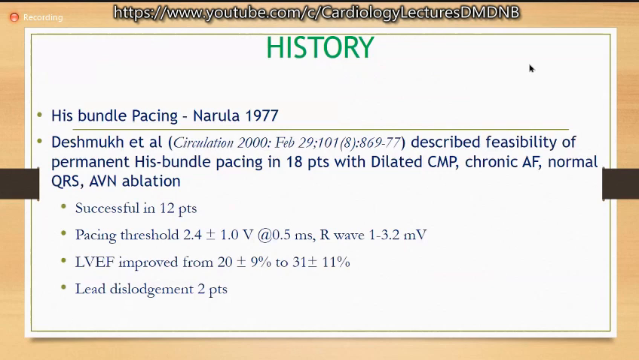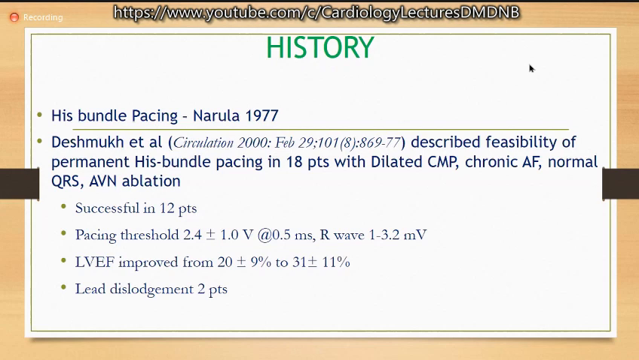In fact, the first His bundle pacing was done by Narula way back in 1977, but for a long time there was no significant advancement in this line. The first series of patients who underwent permanent His bundle pacing was done by Deshmukh and published in Circulation, where in 18 patients with dilated cardiomyopathy with chronic atrial fibrillation who underwent AV junction ablation, he did it successfully in 12 patients with a pacing threshold of 2.4, with an improvement in the EF from 20% to 31%. Unfortunately, out of these 12 patients, two patients had lead dislodgements. Although the results didn't look so great, it was definitely worth pursuing.